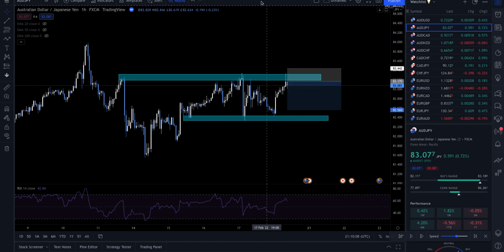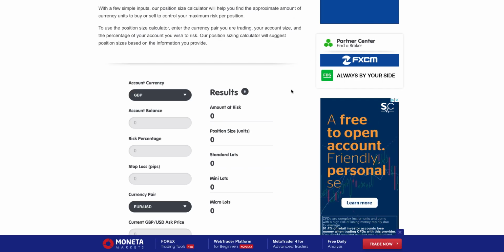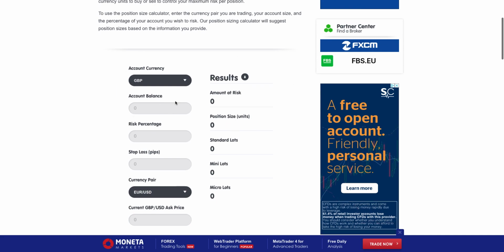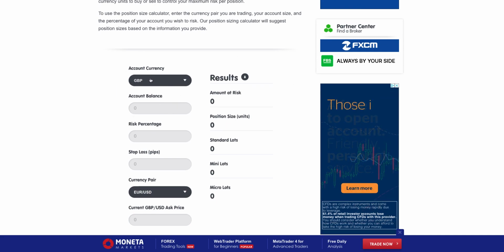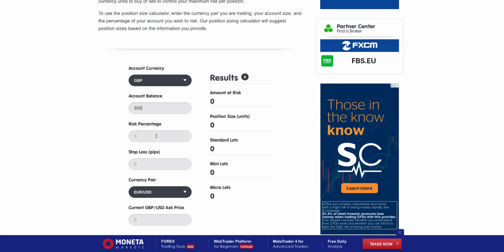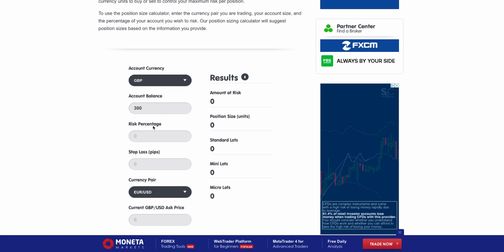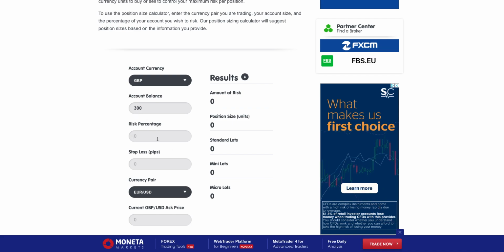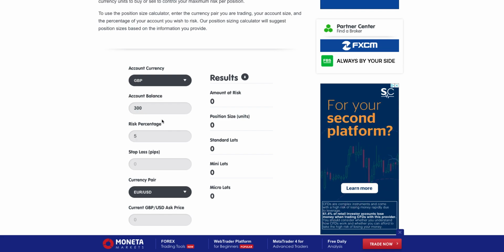So this is the second part of what you would then do. You would then go onto the website Baby Pips Position Size Calculator, and you'll be brought to this screen here where you can type in your account currency, which in our case is GBP, or if obviously you're over in the States, it'd be USD, or if you're in Europe, it'd be Euros. Type your account balance in. So for the sake of this example, we'll say £300. We'll say what risk percentage do we want to take out of that 300. So 10% being £30, 5% risk being 15. So let's go with 5%. So 5% risk, we want to risk £15 of our £300 balance.